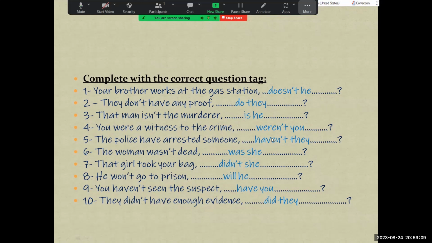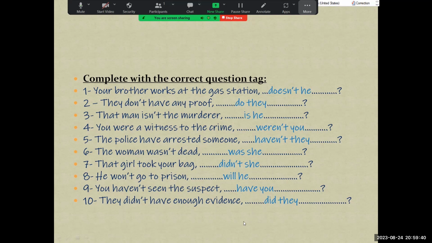The police have arrested someone, haven't they? Affirmative, negative, and then you have verb to have in the present perfect, so you are going to use verb to have as it is. That woman wasn't dead, was she? Negative, affirmative. That girl took your bag, affirmative, negative, and this is the past, so we are going to use the past, didn't she? He will not go to prison, will he? Negative, affirmative. You haven't seen the suspect, have you? Negative, affirmative. Didn't have enough evidence, did they? Negative, affirmative.